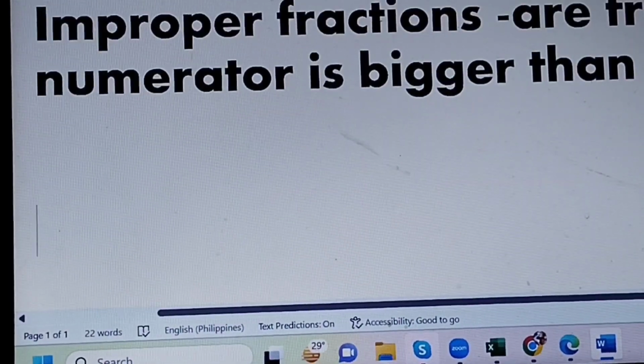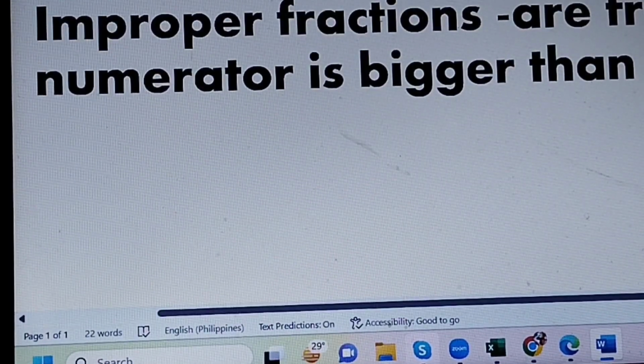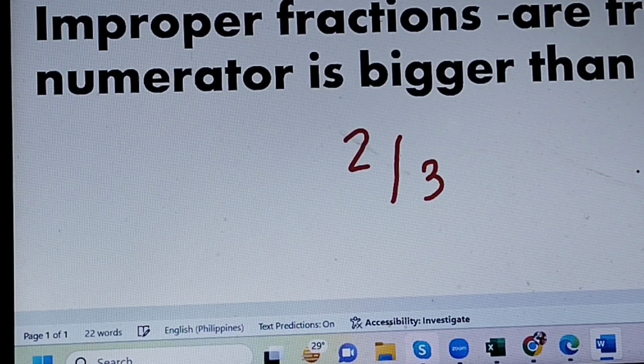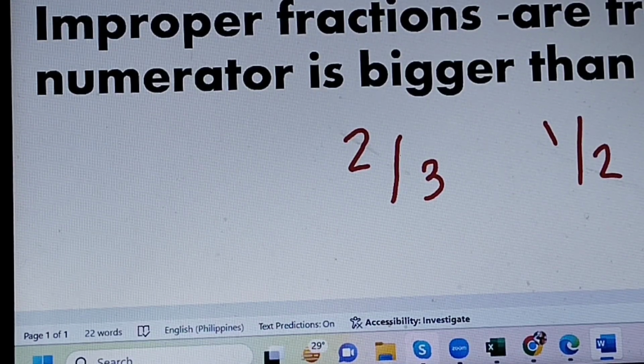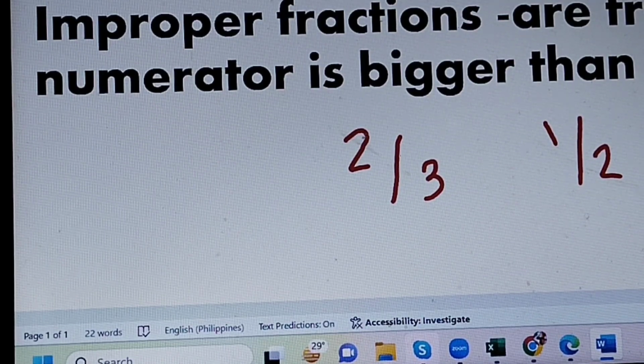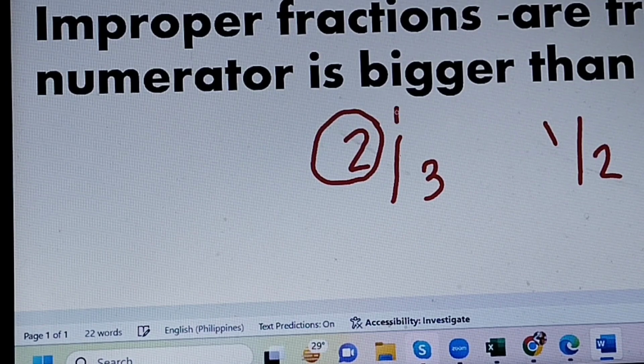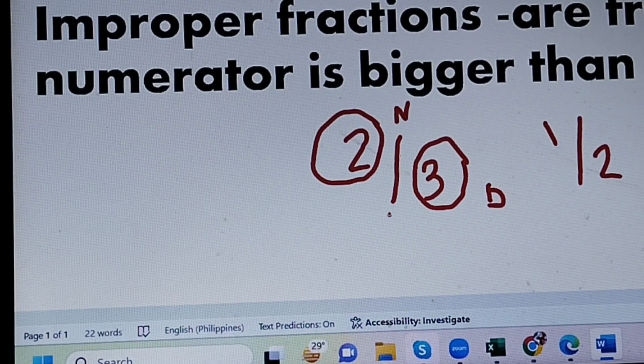As we all know, we have our fraction. I will draw an example of a fraction. Let's say 2/3. This is a fraction, right? Like what I've said, 1/2. Next is another fraction, 17/3. So this is our numerator, we name that n, and this is our denominator, and this line here is called our fraction line. Yan po ang ating fraction line.